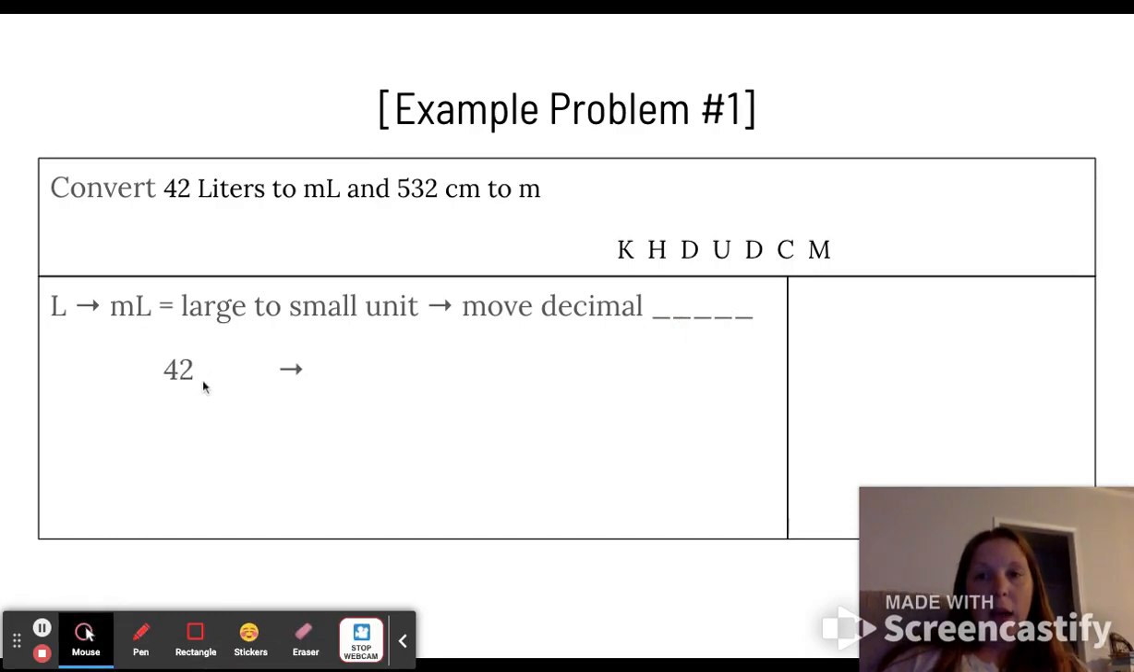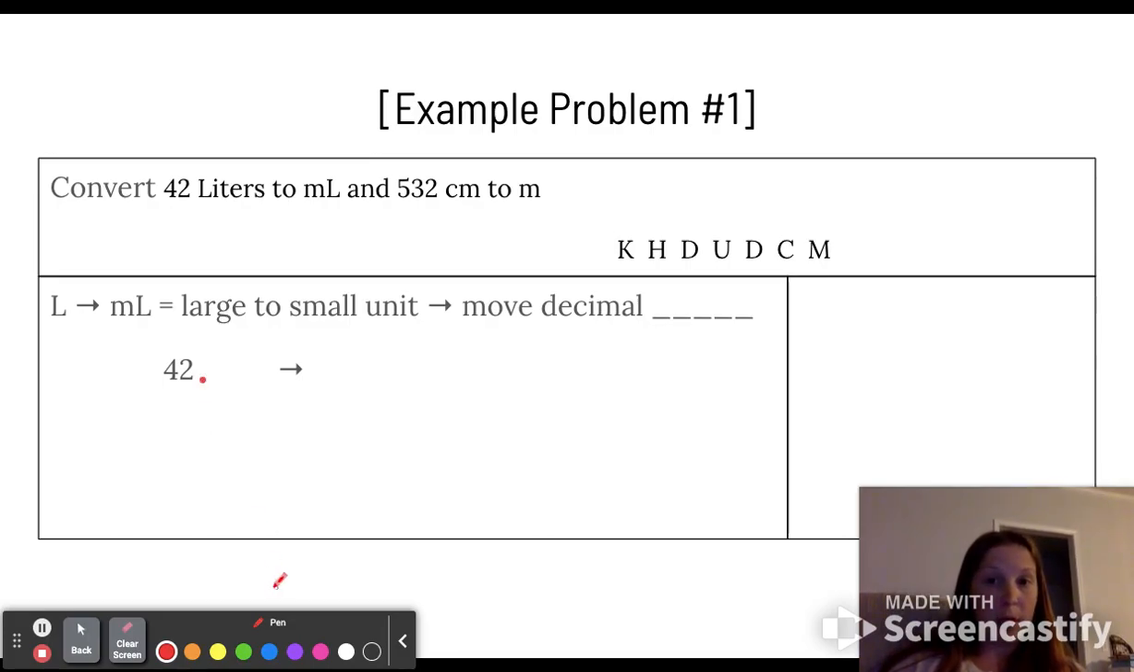So when we do that, we've got our number. When your number does not have a decimal in it, you just assume it's at the end. So I'm going to put a decimal at the end. And we are going liter, which is a base unit, to milliliter. So we're going to start at liter and go to milliliter. So we're going 1, 2, 3 to the right. So we're going to take that decimal and go 1, 2, 3 to the right.